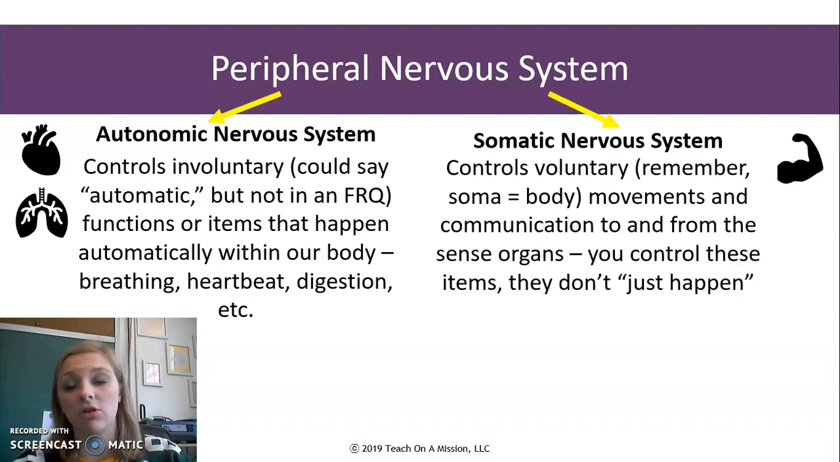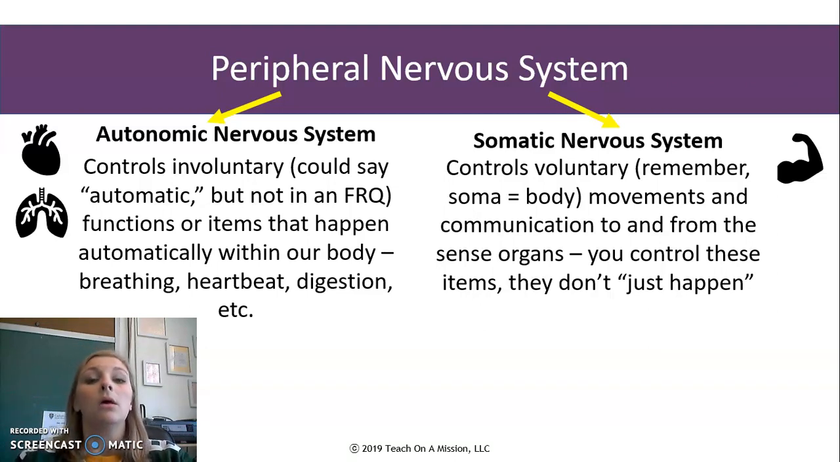Our somatic nervous system, on the other hand, is those voluntary movements. Think soma. Remember, soma is the neural cell body. And so our body movements then. These are going to be those voluntary things that you have to think about. They don't just happen. So me picking up my cell phone is going to be a voluntary movement. That would be my somatic nervous system allowing me to do that.